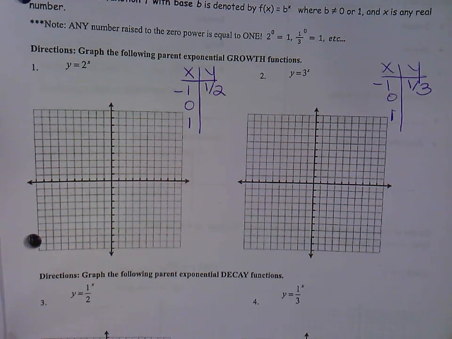What's anything to the 0 power? So no matter what I raise to the 0 power, my y-intercept will always be a 1. Anything to the 0 power is 1.